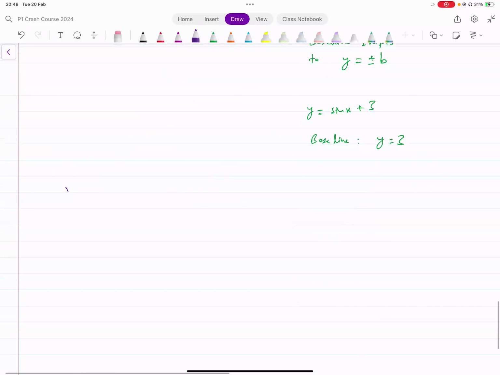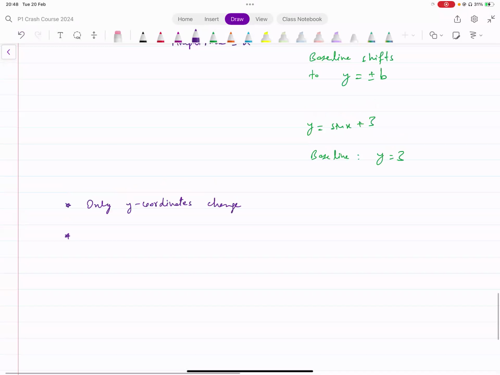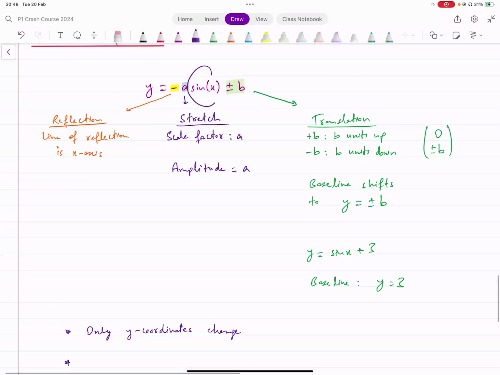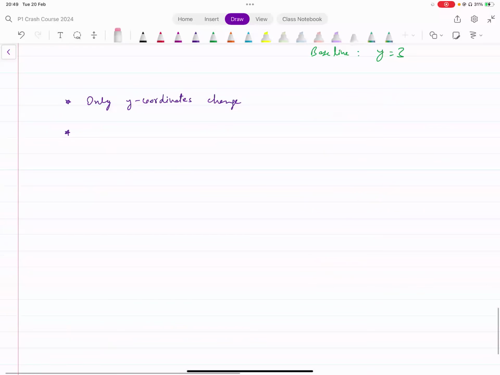In vertical transformations, remember, only the y coordinates change, right? That's why we call them vertical transformations, because there's only movement in the vertical direction. Only y coordinates of the graph change in vertical transformations. And looking at the function, if the function is, for instance, sine x, that remains as it is. Something happens outside the function.